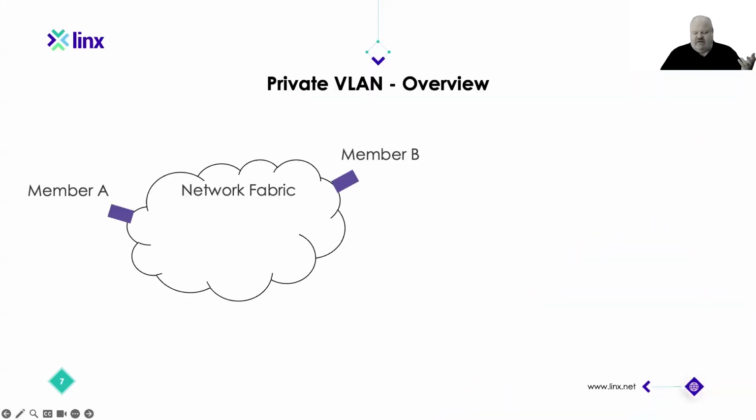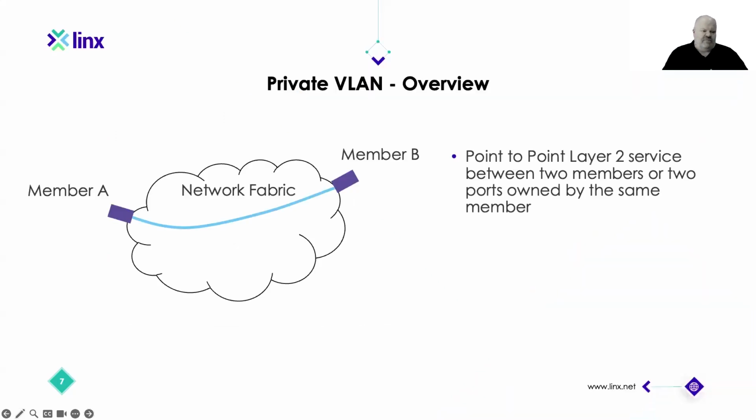Which then brings us to the first of the 2 products we're going to talk about, and it's Private VLAN. What is Private VLAN? It is very simple. It is a point-to-point layer 2 service between either 2 members, or we now also allow you to use it between your own ports. So between 2 of your ports on the same network fabric, across that same network fabric.